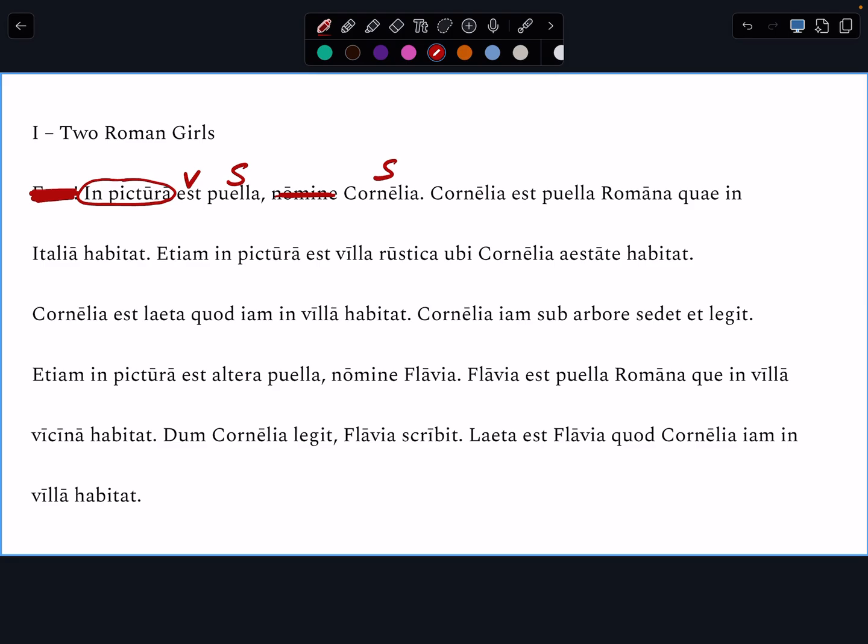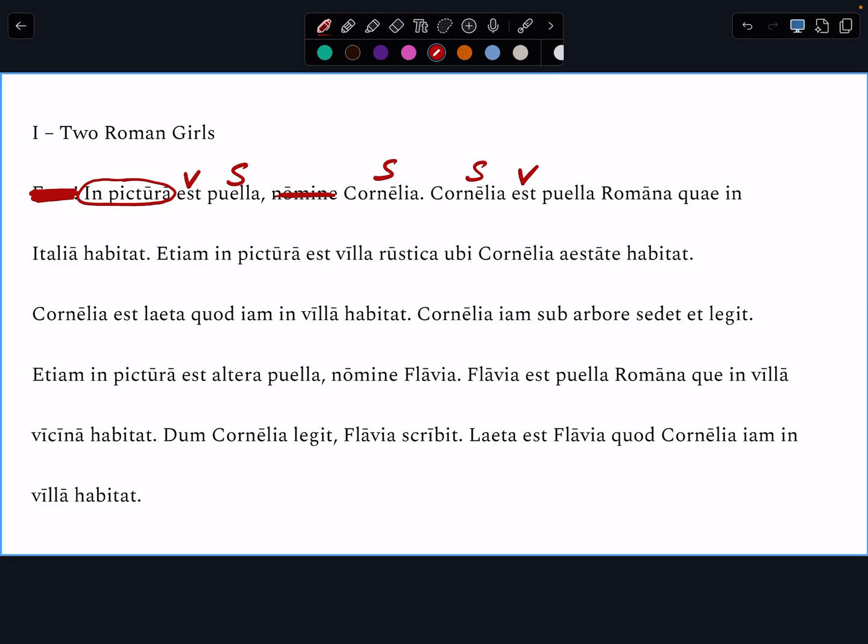Raise your hand if you want to go through one more sentence together. Okay, I think that's enough to do one more. All right, next sentence. Cornelia est puella romana. Let's just take that chunk. Where's my verb? Est. Good, so we're going to mark that up with a V. And who is the subject of est? Cornelia. Good. Now puella and romana, are those words referring to Cornelia? So how am I going to mark that up? Puella romana.